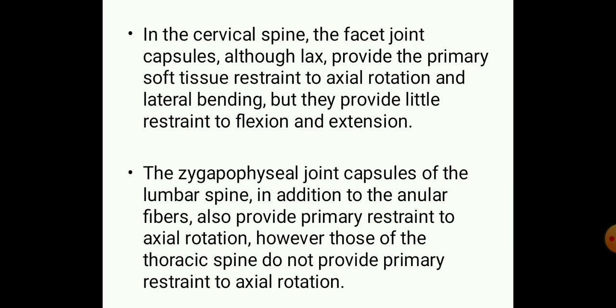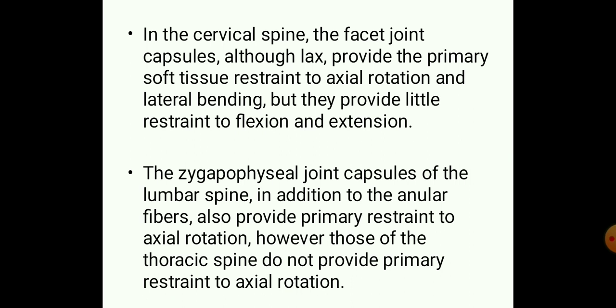In the cervical spine, the facet joint capsules, although lax, provide a primary soft tissue restraint to axial rotation and lateral bending, but they provide little restraint to flexion and extension. So as we look at the cervical region, it has much more flexibility in flexion and extension, with limited restraint to rotation and lateral flexion. All these functions are either limited or facilitated by the zygapophyseal joint capsules.